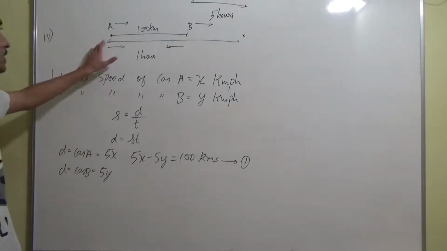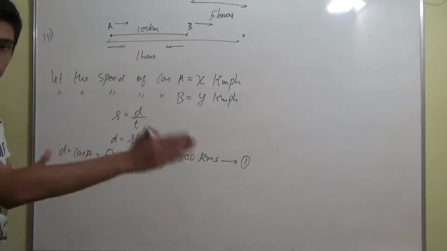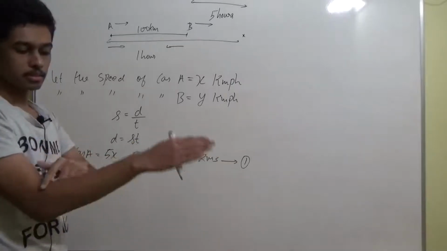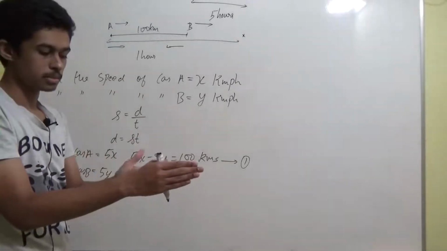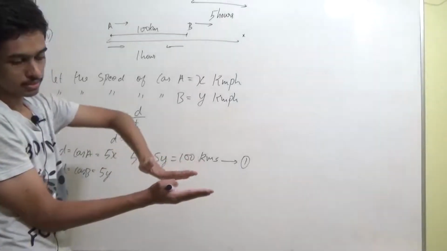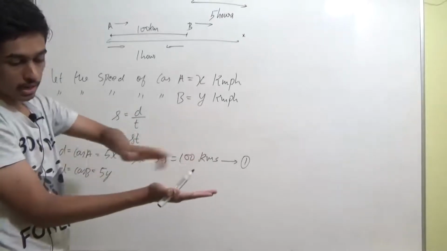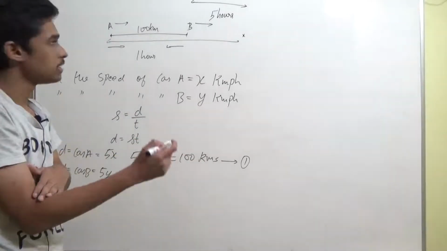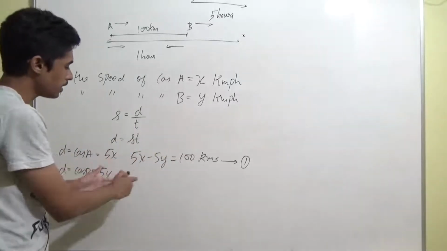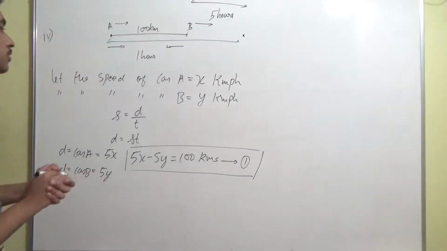That is the distance traveled by A minus the distance traveled by B, because they both are traveling in the same direction. Getting it? For example, B starts from here itself and travels only this much distance, A travels this much distance, and the distance between them is 100. Which means the difference between them should give you 100, right? So 5x minus 5y is going to give you 100. This is the first equation.